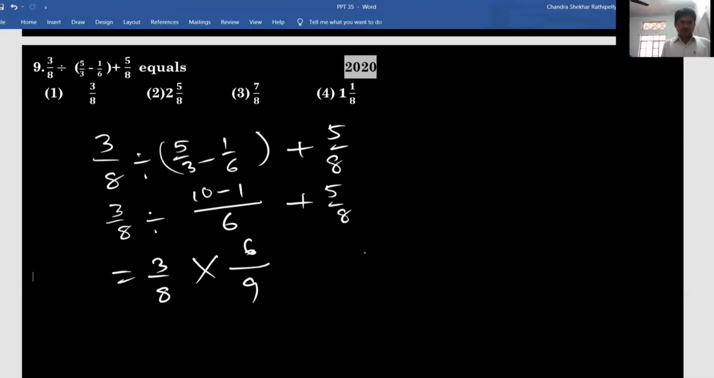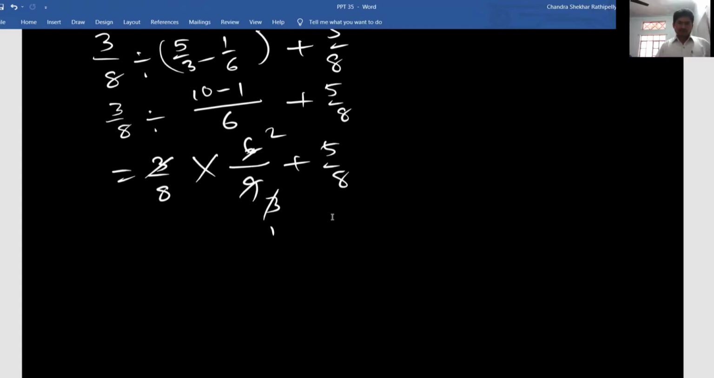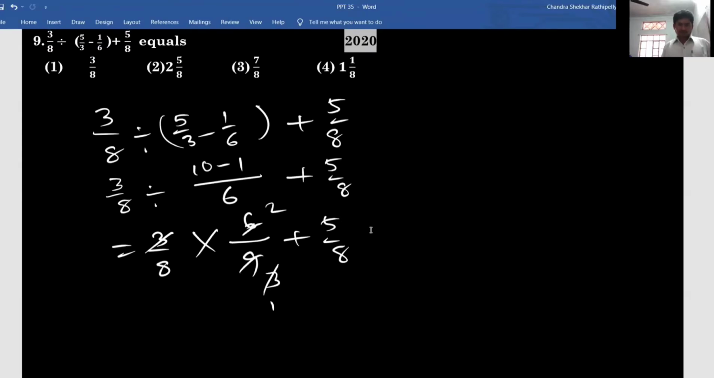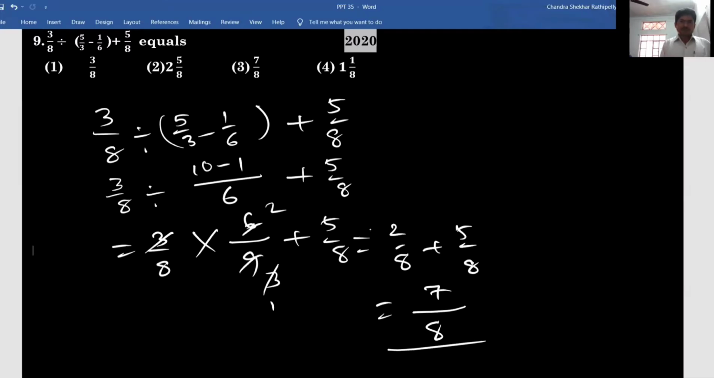So here, 2 by 8 plus 5 by 8. We have like fractions. 2 plus 5 is 7, so 7 by 8. 7 by 8 means option 3.